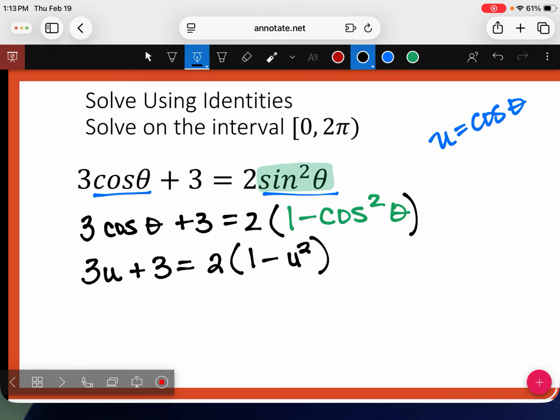Okay, what do I have to do? This is algebra. I know we don't remember, but what do you think I got to do first before I can factor it? Distribute. Okay, let's do that. So that'll give me 3u plus 3 equals 2 minus 2u squared.